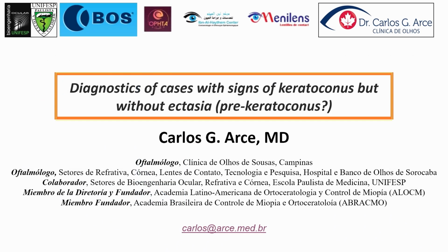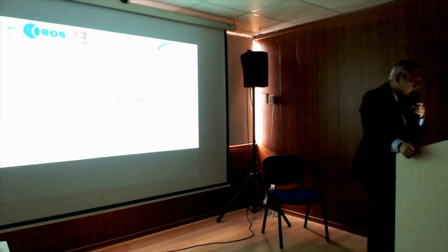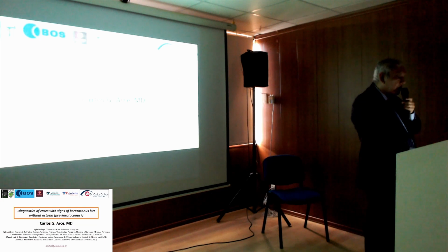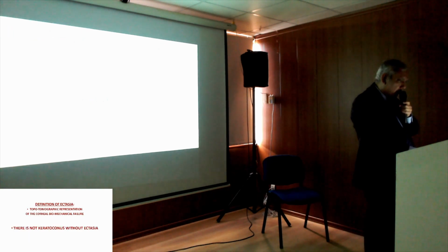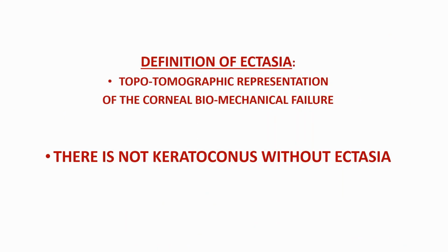The second lecture will be about the diagnosis of cases with signs of keratoconus, but without ectasia. These cases, we begin to call them pre-keratoconus. The definition of ectasia is a topotomographic representation of the corneal biomechanical failure. In my opinion, there is no keratoconus without ectasia. It must be ectasia to call it keratoconus, pellucid, keratoglobus, or post-surgical ectasia.